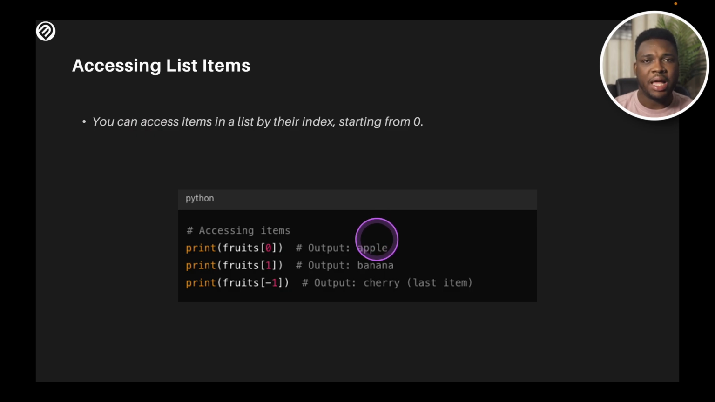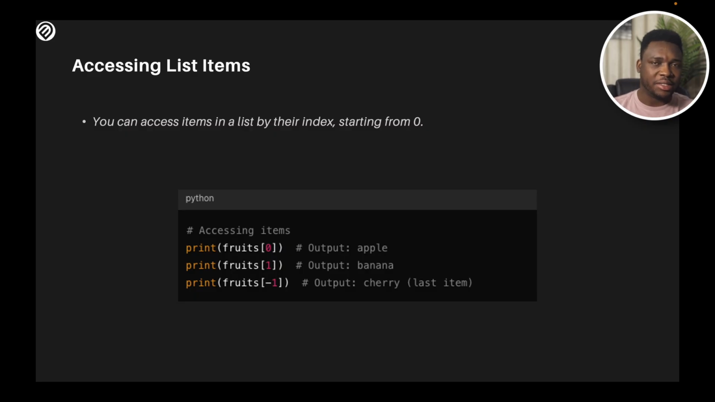If you ask for it to be printed, using the function print, it's going to bring out an output of apple. You use 1, it's going to bring out an output of banana, and you can go to the last item on the list. Now, when you have a negative index, you have -1.